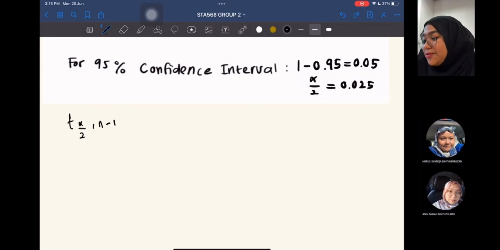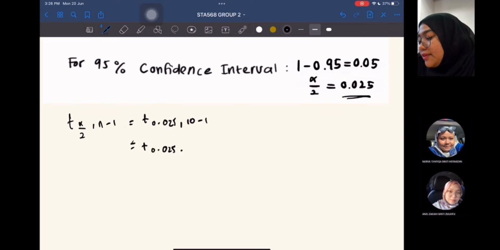I will show you how to use table 7 by substituting this into the t critical value formula. So t equals t 0.025 and n is 10 minus 1, so it equals t 0.025 and 9. So we will use this to find the value in table 7.